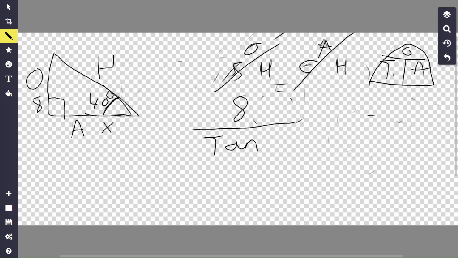tan 40, which equals 9.5. And therefore A or X equals 9.5. And it's just that simple.